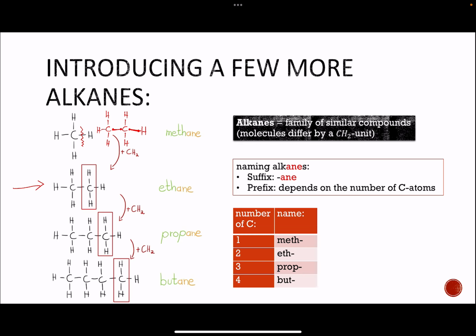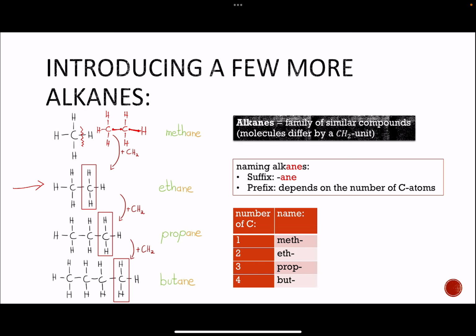But still, this molecule fulfills the criteria of being an alkane because it is a hydrocarbon. We have only carbon and hydrogen atoms. And it is saturated because only single bonds occur in the molecule. In this way, we can produce many molecules that belong to the family of alkanes by always adding a CH2 group to the molecule. If we add another CH2 group to ethane, then we end up having a molecule of so-called propane. And if we do this another time, we have created the molecule butane.